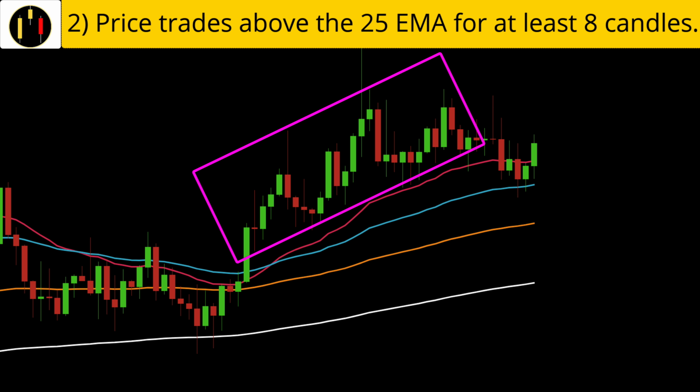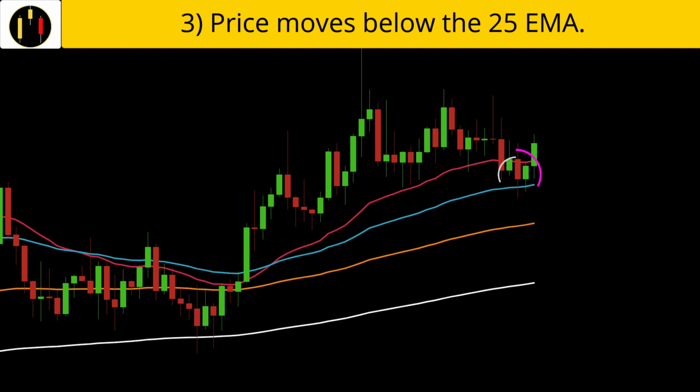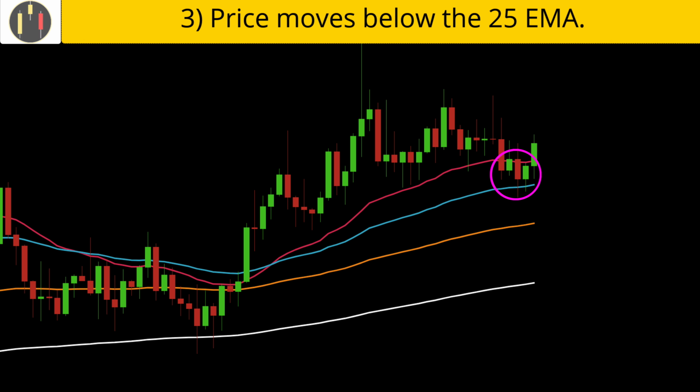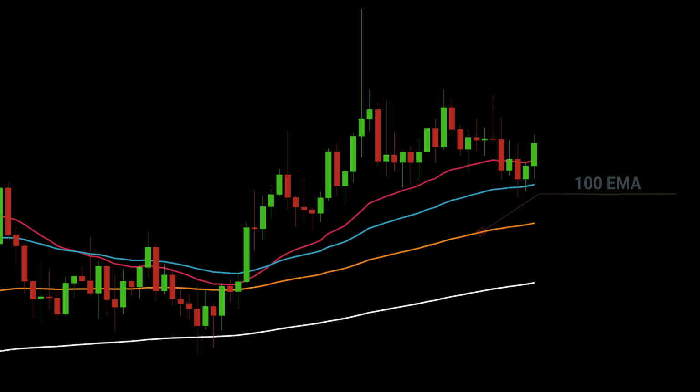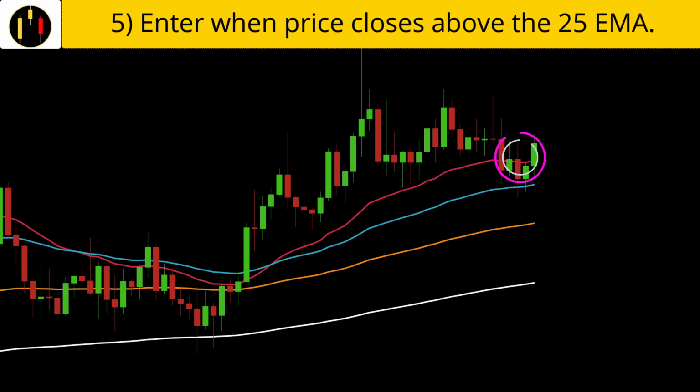Second, price trades above the 25 EMA for at least 8 candle closes. Then price closes below the 25 EMA. If price closes below the 100 EMA in orange, the setup is canceled. Enter when price moves back above the 25 EMA in pink.